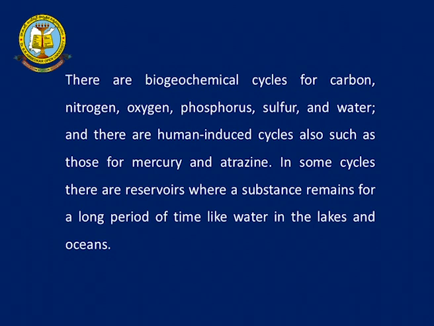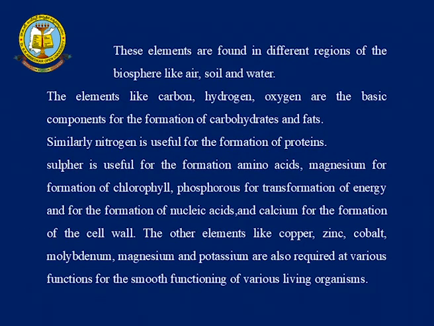There are biogeochemical cycles for carbon, nitrogen, oxygen, phosphorus, sulfur and water. And there are human induced cycles also, such as those for mercury and atrazine. In some cycles, there are reservoirs where a substance remains for a long period of time, like water in the lakes and oceans. These elements are found in different regions of the biosphere like air, soil and water.